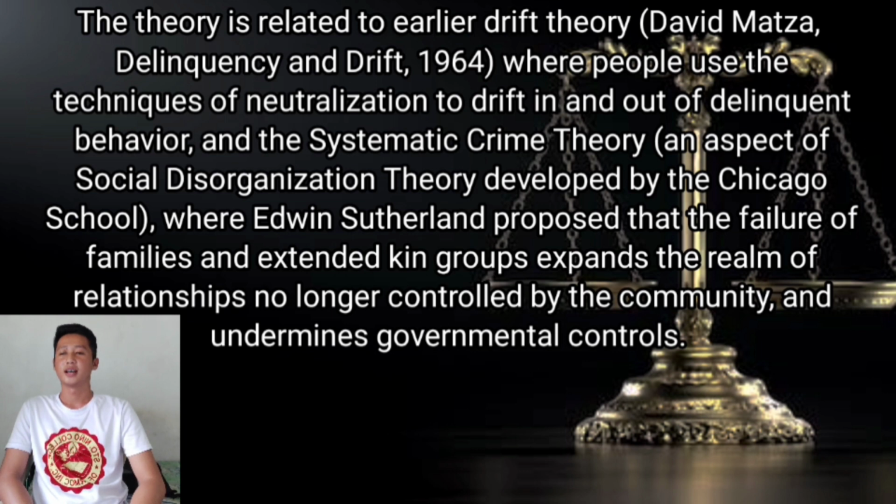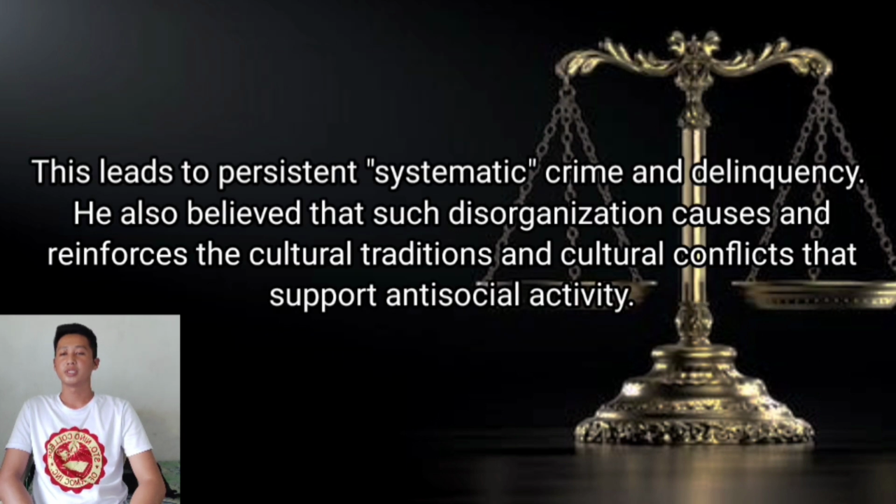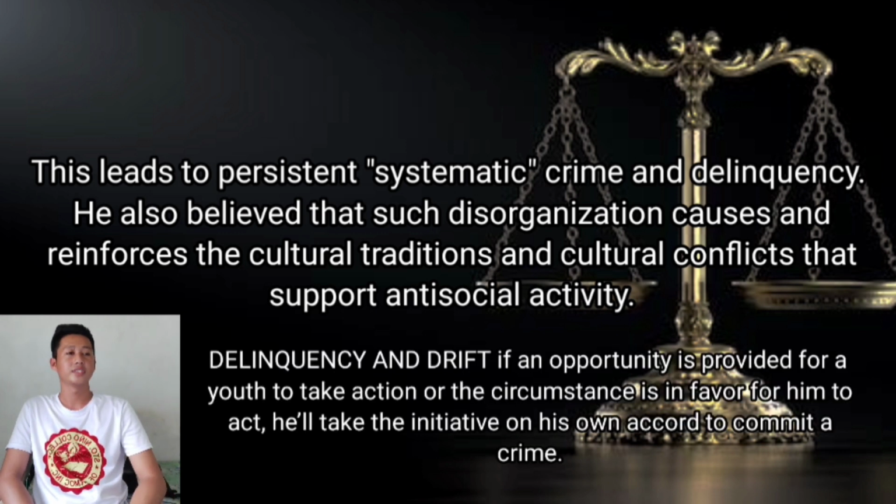In systemic crime theory, an aspect of social disorganization theory developed by the Chicago School, Edwin Sutherland proposed that the failure of families and extended kin groups, whose relations are no longer controlled by the community, undermines governmental control. This led to persistent systemic crime and delinquency. He also believed that such disorganization caused and reinforced the cultural tradition and cultural conflict that support antisocial activity, delinquency, and drift. If an opportunity is provided for a youth to take action, or the circumstance is in his favor, he takes the initiative on his own to commit a crime.